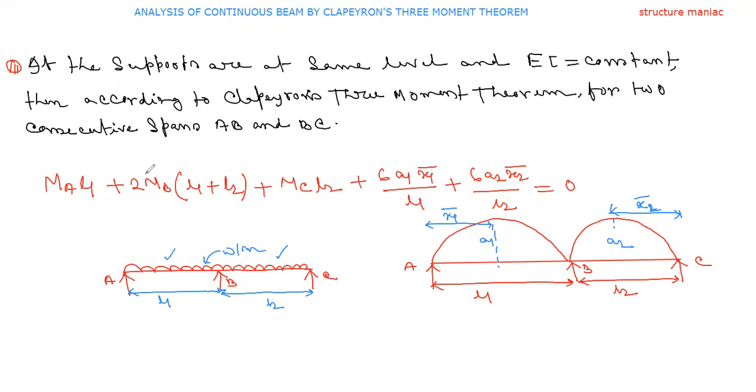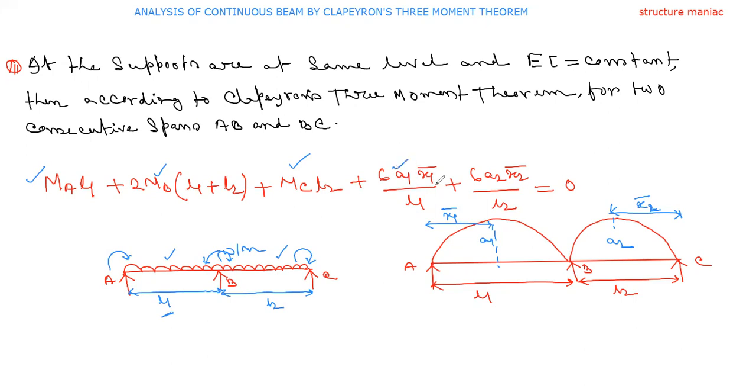is constant, then MA L1 plus 2MB (L1 plus L2) plus MC L2 plus 6A1 X1 bar by L1 plus 6A2 X2 bar by L2 is equal to 0, where MA, MB and MC are the support moments at A, B and C, and L1 and L2 are the spans of AB and BC.